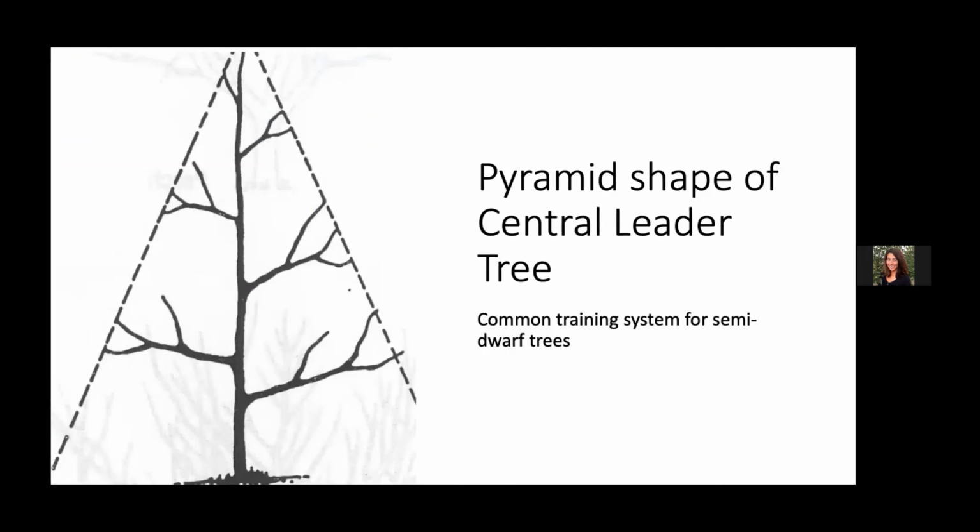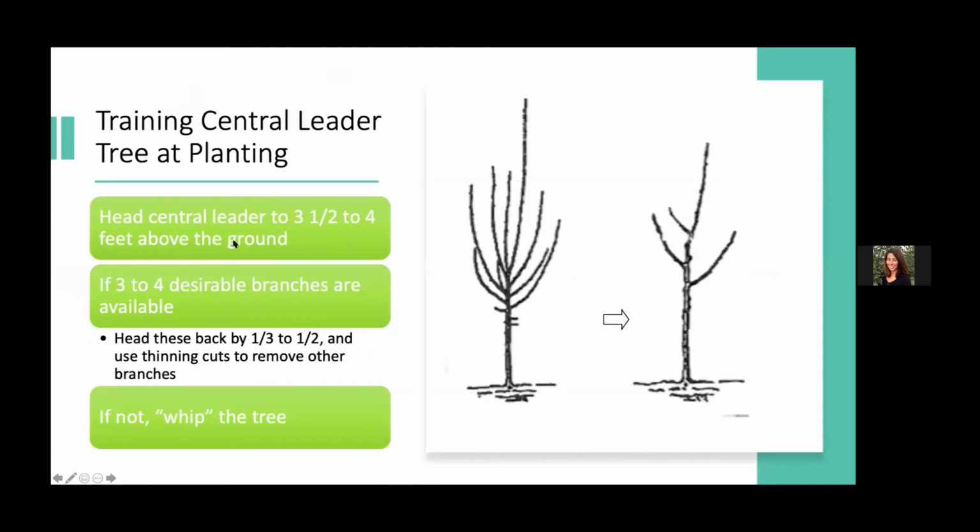There's also the pyramid shape or central leader style for pruning trees, and this is typically used for semi-dwarf apple trees. The general concept here is that once you get that tree in the ground, you will select some branches that you want to be your first whorl in that pruning style. You'll select 3 to 4 branches, and then you will head those back. Hopefully you can see that this is a before and after picture of what you're aiming to do. And here's the central leader of the tree. It's been headed back here. Each one of these branches that were selected was also headed, and everything else was thinned out, again, with the thinning cut to the collar.